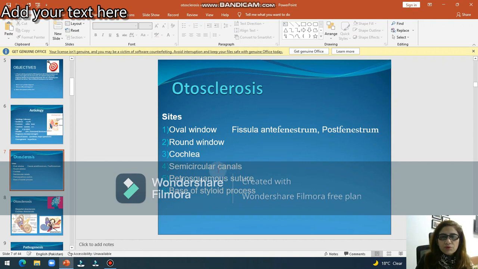Sometimes the round window is involved. If the cochlea is involved, there will be sensorineural hearing loss. If the semicircular canals are involved, then there will be vertigo, and then the petrosquamous suture can get involved by the disease. Sometimes the base of the styloid process is also involved. So it is a disease of the temporal bone. It is not seen outside the temporal bone. It is only a disease of the temporal bone, and the thick normal mature bone is converted into immature spongy bone.